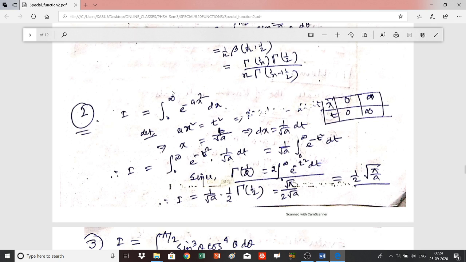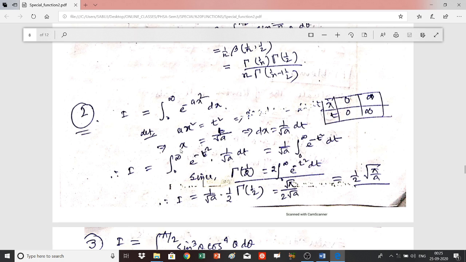Now the next problem is to find the value of the integration 0 to infinity e to the power minus a x square dx. Just here, substitute a x square as t square. So from here x can be written as t by root a, and dx is equal to 1 by root a dt. And in this relation, just use the limits of x. If x is 0, then t will be 0, and if x is infinity, then t will be infinity.